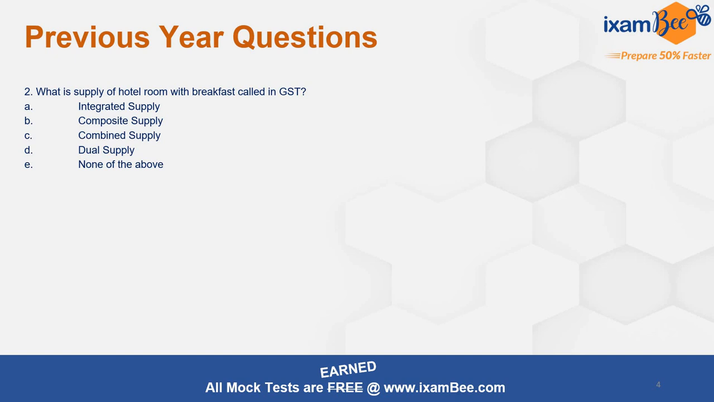The second question talks about what the supply of a hotel room with breakfast is called in GST. If you have a hotel room and there is a breakfast option also available, then what kind of supply is it called? Again, a very easy question, a conceptual question. The options are integrated supply, composite supply, combined supply, dual supply, none of the above.